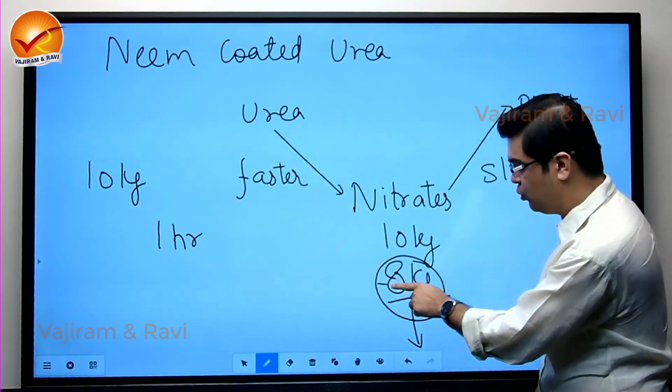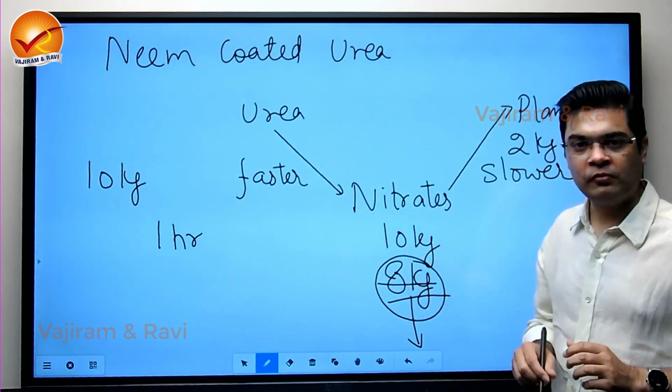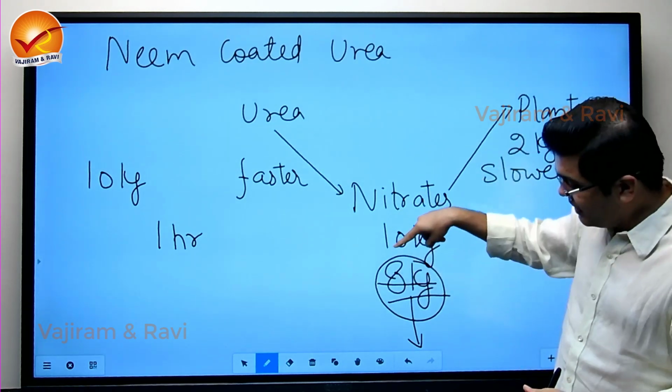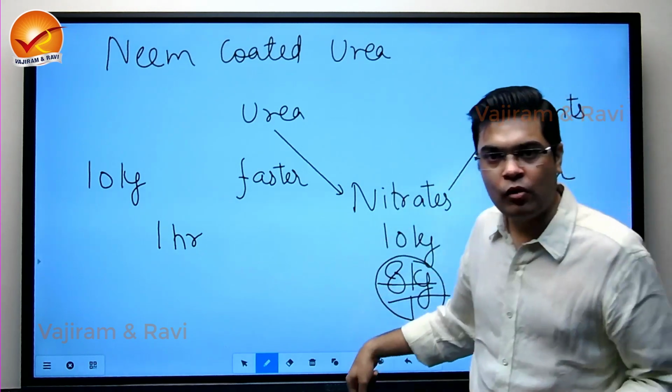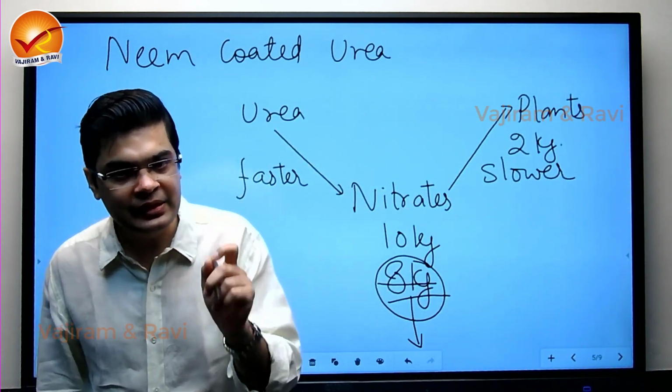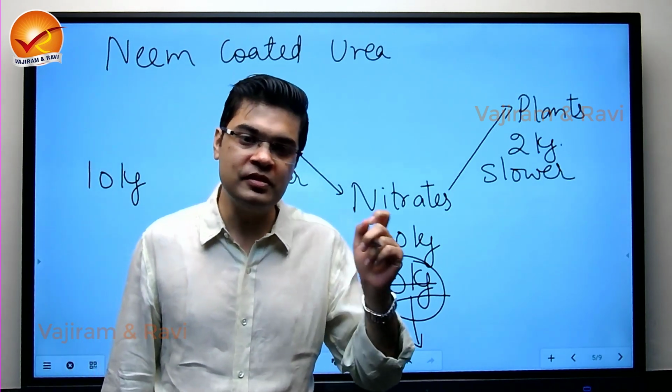First, we are losing this nitrate, which otherwise is meant for the plants. Second, this nitrate would go to the groundwater and contaminate it, leading to problems like blue baby syndrome.